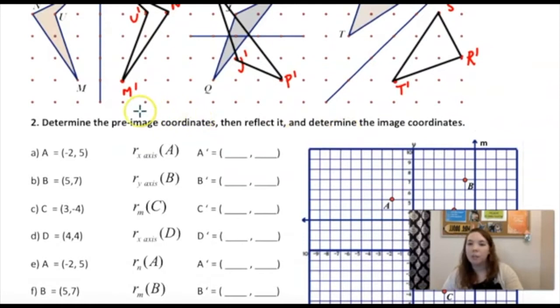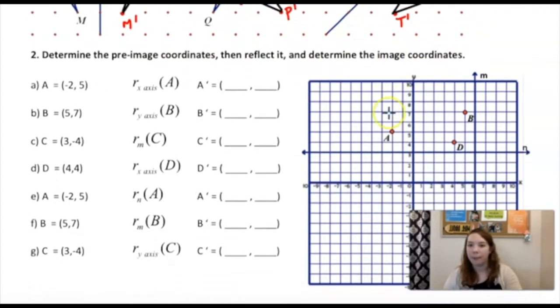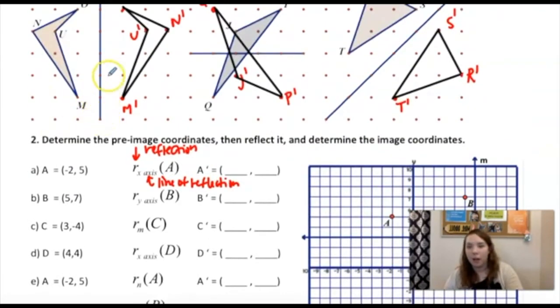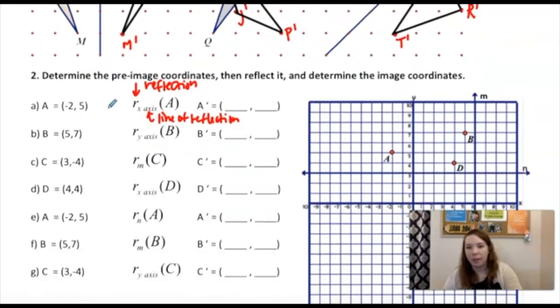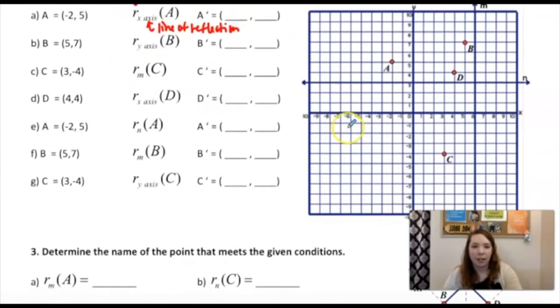Okay, determine the pre-image coordinates, then reflect it, and determine the image coordinates. This one is saying our pre-image is -2, 5, and it looks like that's already plotted for us. And this is our transformation notation. This little lowercase r is for reflection, and this part is your line of reflection. Like up here, we would have done little r and whatever we would label this as. It doesn't currently have a label.